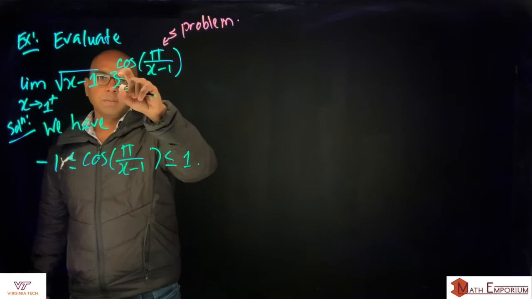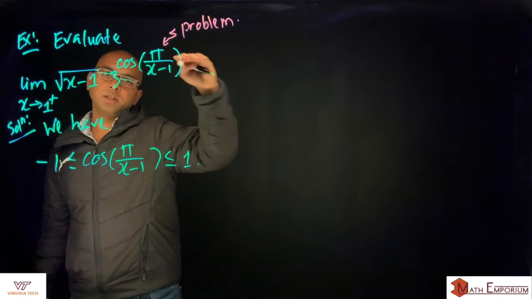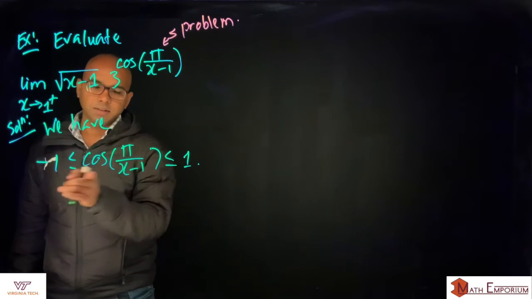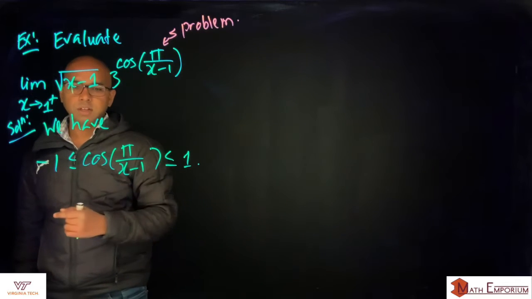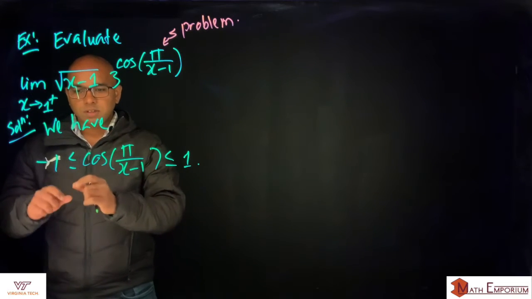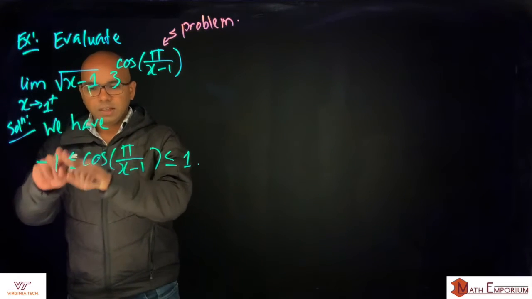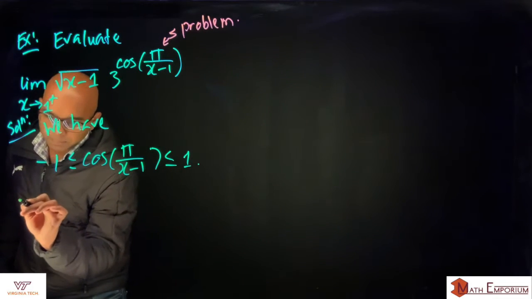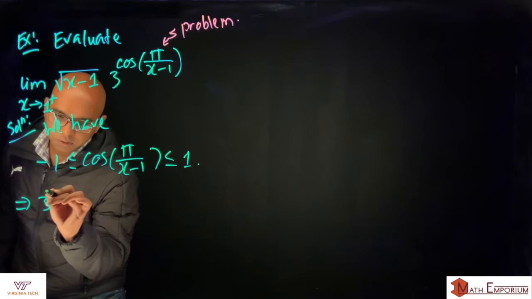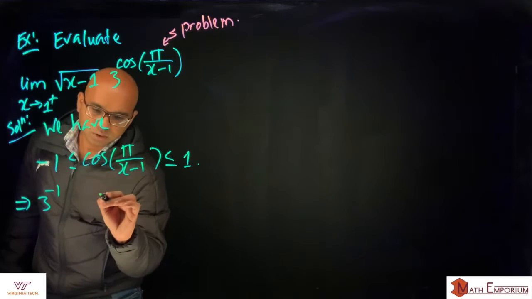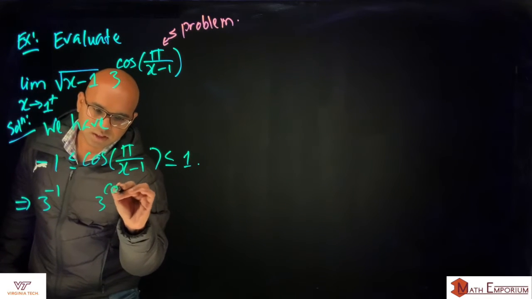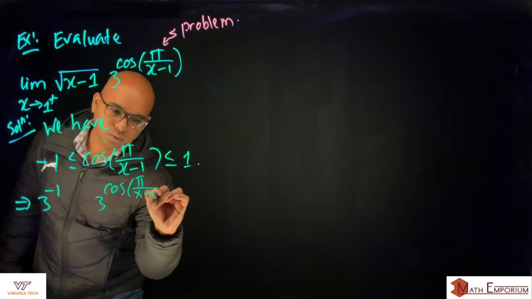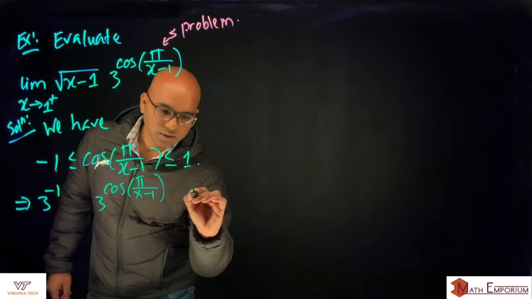And what do we need? This is 3 raised to the power cosine. It's not 3 times cosine. You don't multiply. You have to take powers. So I need to take powers of 3 in all 3 steps. So this guy is going to be 3 raised to the power negative 1. This guy is going to be 3 to the power cosine of pi over x minus 1, and this guy is going to be 3.